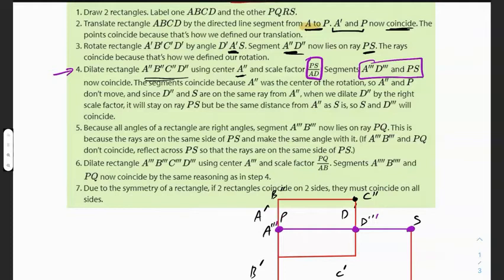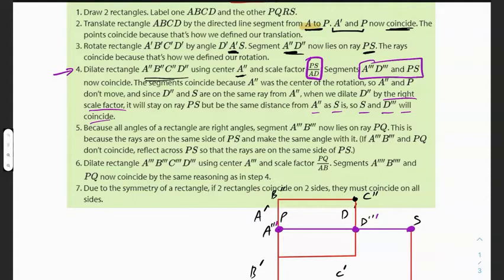Okay. The segments coincide because A double prime is the center of rotation. A double prime and P don't move. And since D double prime and S are on the same ray from A double prime, then when we dilate D double prime by the right scale factor, what's the right scale factor, kid? It will stay on PS, the same distance as A double prime and S. So S and D triple prime will coincide. Okay, that was weird.